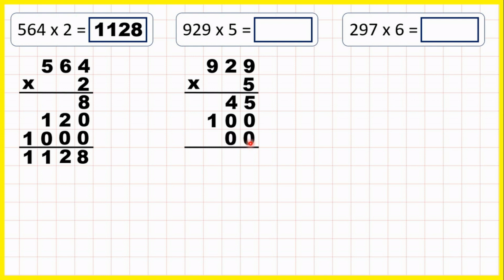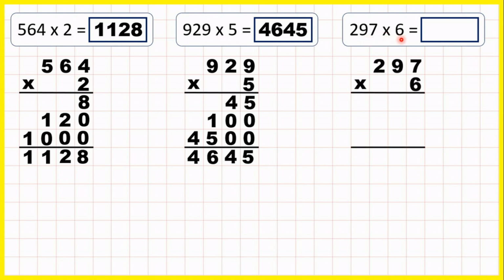But we need 2 zeros at the end. We need zeros in our tens and 1's because we're multiplying by our hundreds digit. 9 times 5 is 45. So now we just add up our answer lines and we get 4,645.